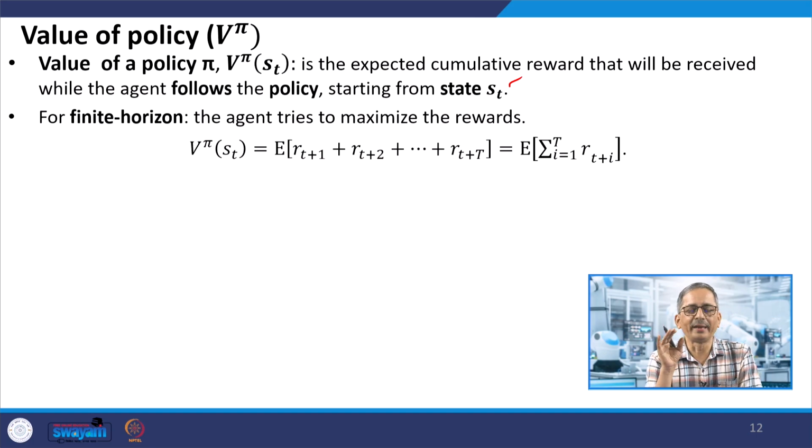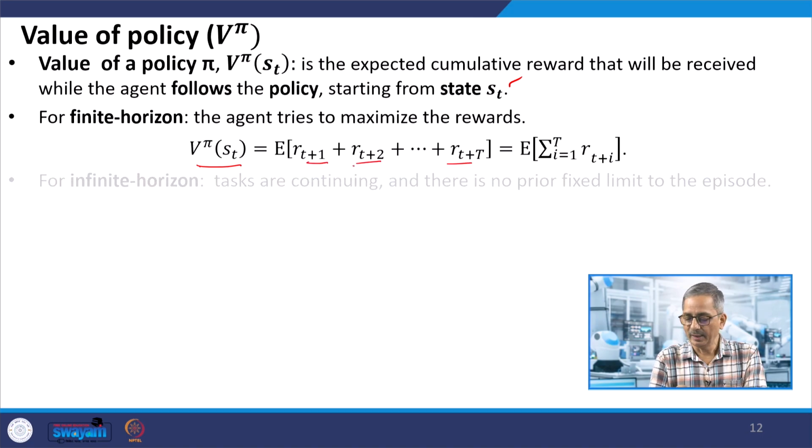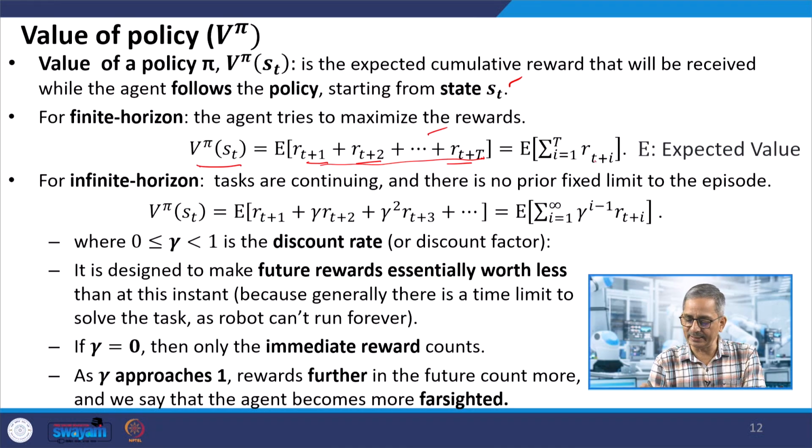So here the value of a policy will be basically the summation of the rewards, and this can be written in the short form like this. In the finite horizon, the i value goes from 1 to a definite time, whereas in the infinite horizon, the i value goes from 1 to infinity. That is what is called the infinite horizon.